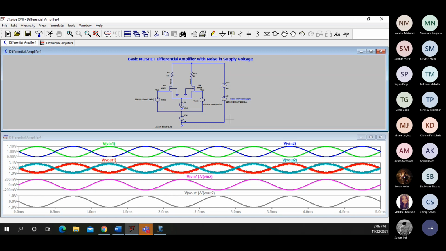Okay, please put these outputs, and now you will build a circuit with both noise at the input as well as noise in the power supply.